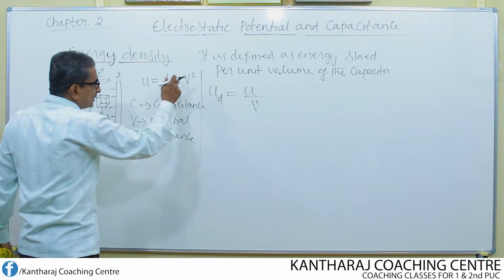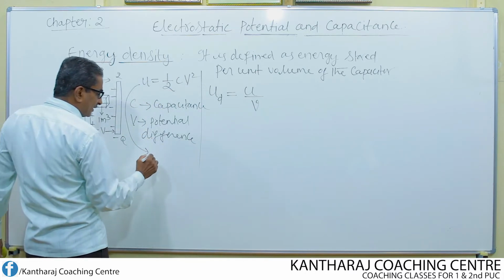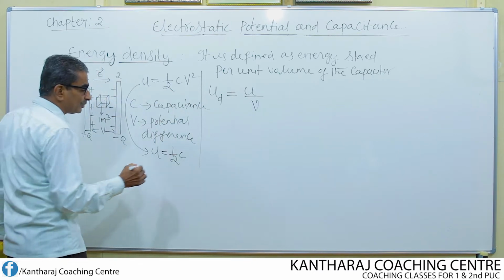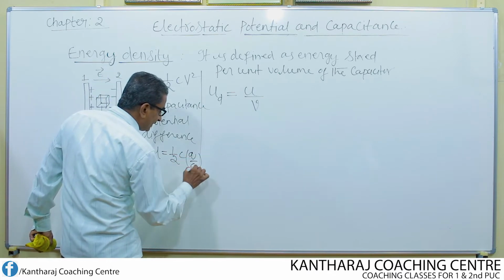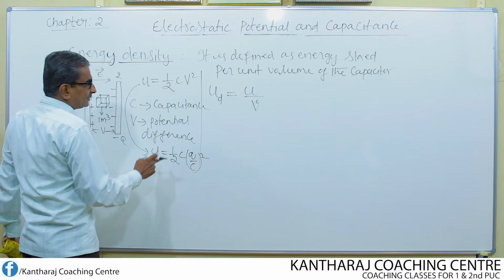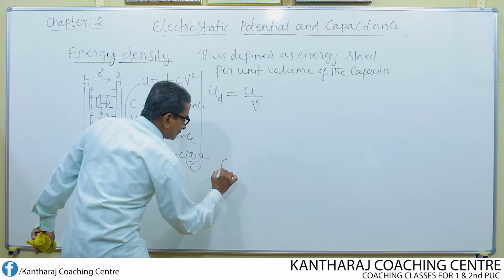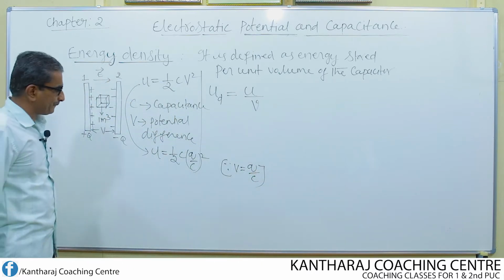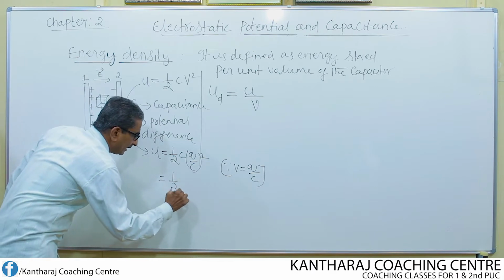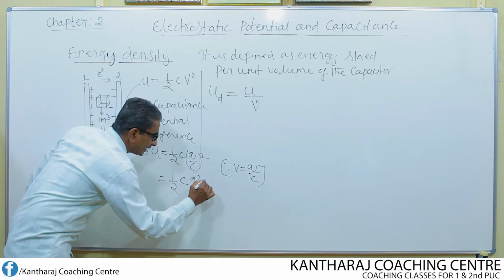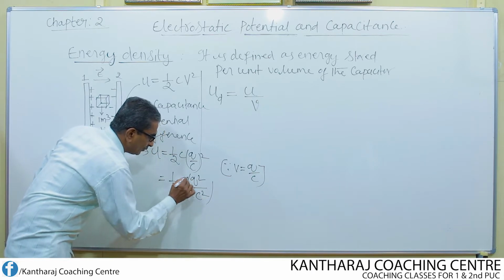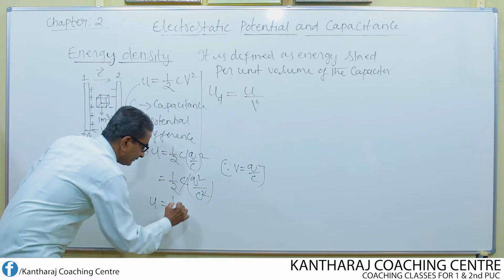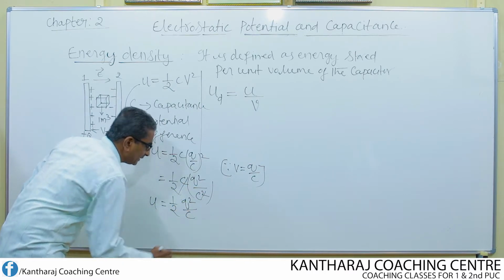First, let us make the substitution to V. Now this equation becomes U equal to half C, and for V, I can substitute Q by C, squared, because V square is there. So V equal to Q by C. Square this and simplify. This is half C Q square divided by C square. So one C and C gets cancelled. U will be equal to half Q square divided by C.